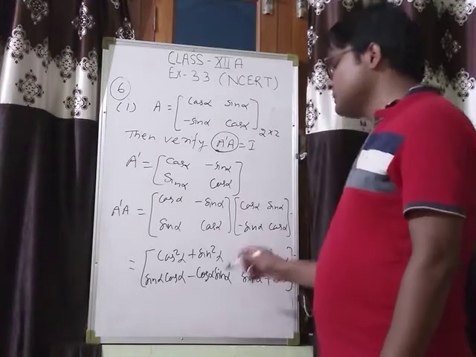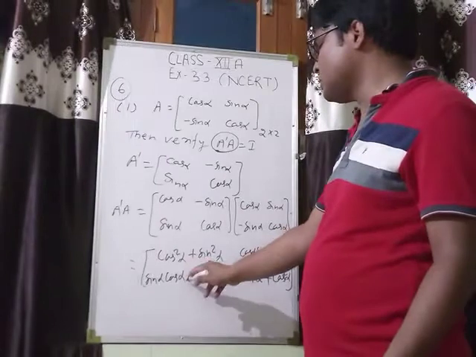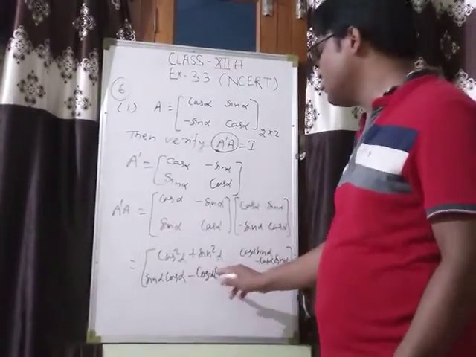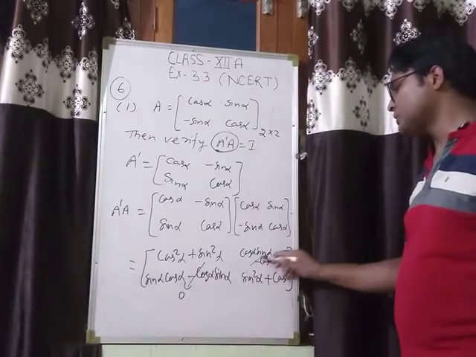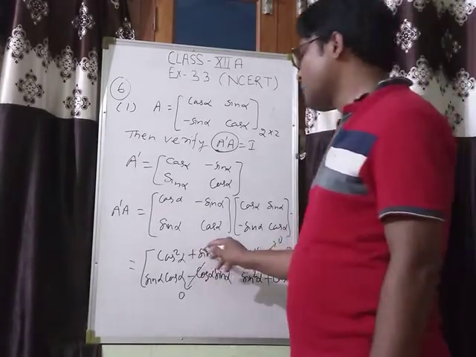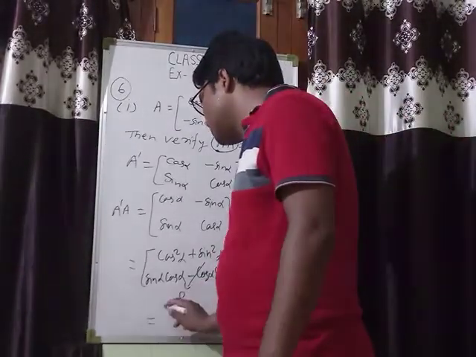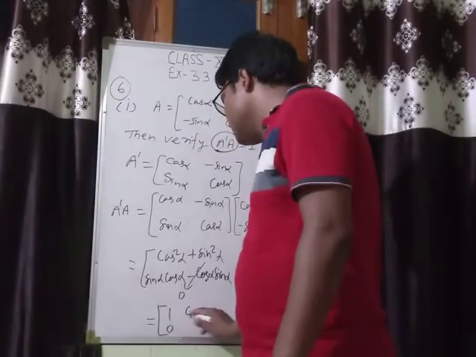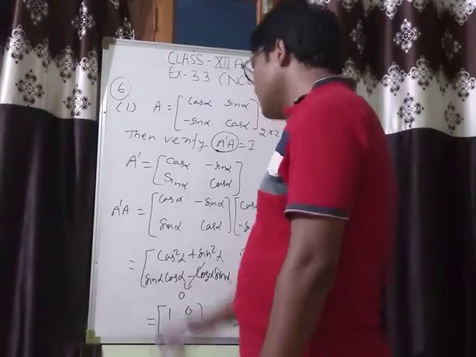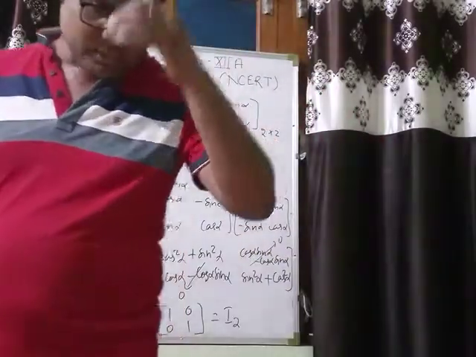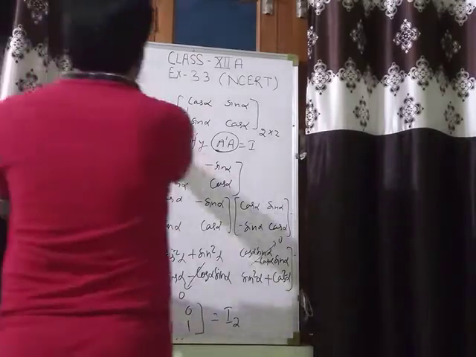Okay, now you can see this is sin alpha cos alpha minus cos alpha sin alpha, that will be 0. And this is also cos alpha sin alpha minus sin alpha cos alpha, it will be 0. And that is cos square plus sin square, that will be 1, and sin square plus cos square, that is also 1. So it will be 1 0 0 1. That is an identity matrix of order 2. Okay, so that is the verification of this one. Now question number 7.